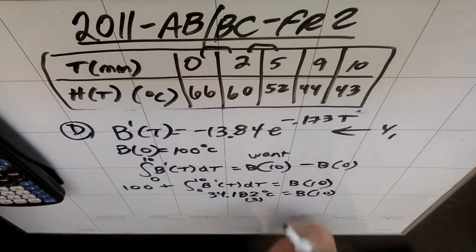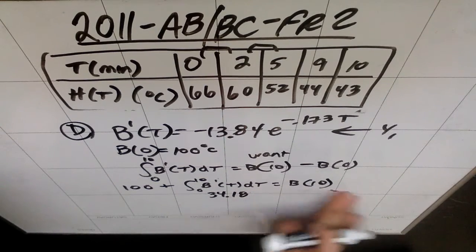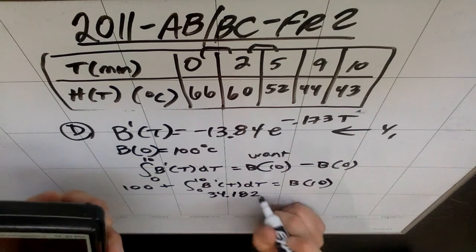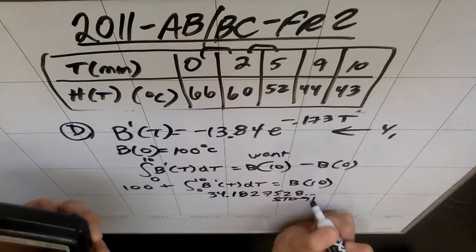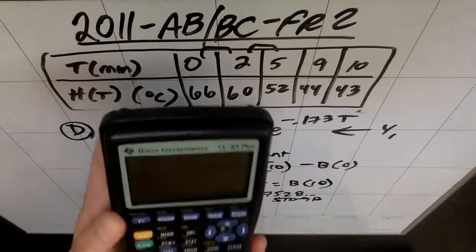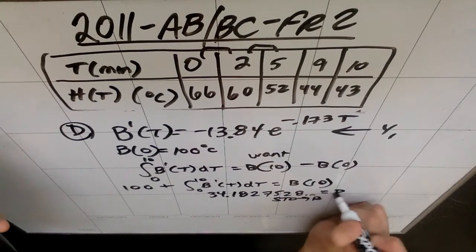But I'm not actually going to use the rounded version of it. In fact, I shouldn't even round there. I should give myself a little bit more: 34.1827528, and so on. And I'm going to go ahead and store that as B just for convenience's sake. So I'm going to hit STO, and I'm going to do alpha B. Mostly just pick B here because it's already B in the problem, and that's b of 10.